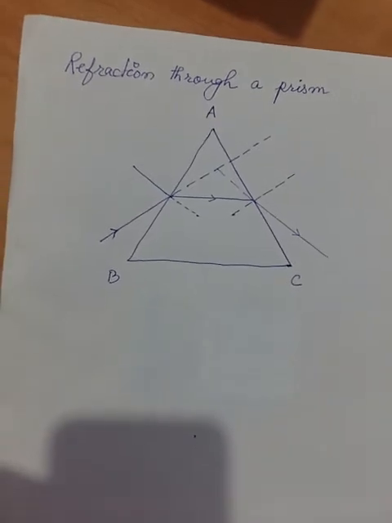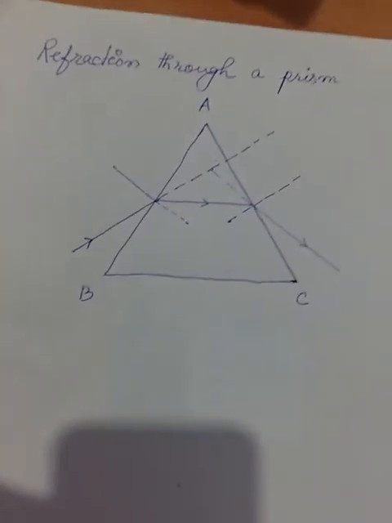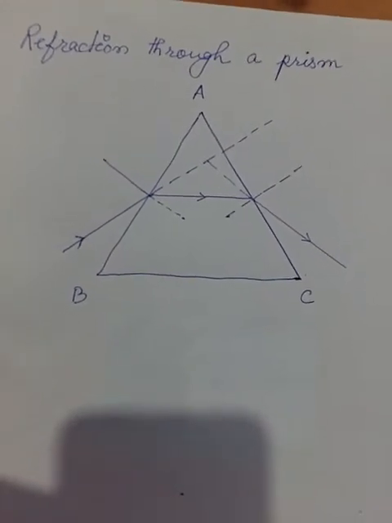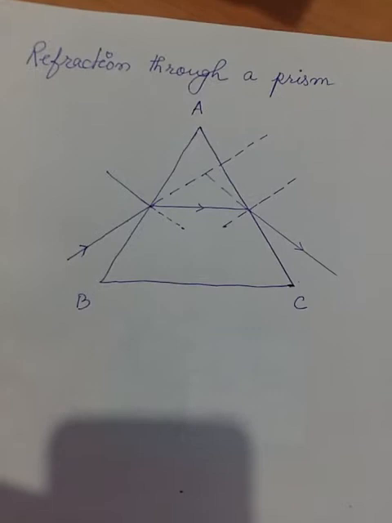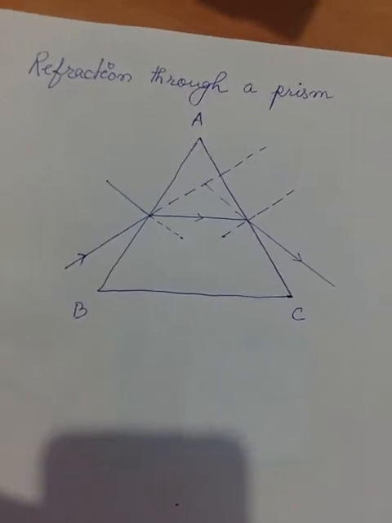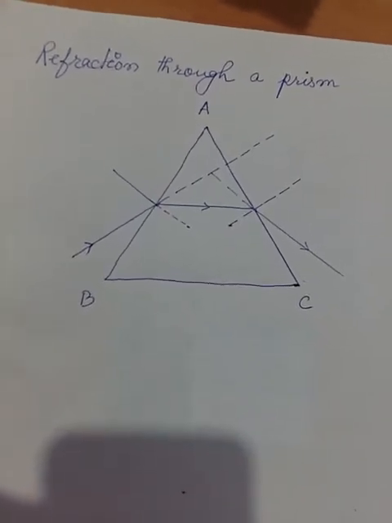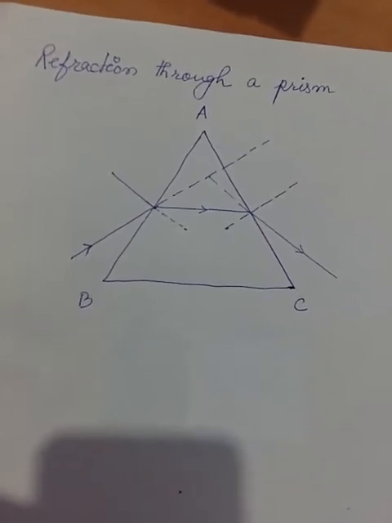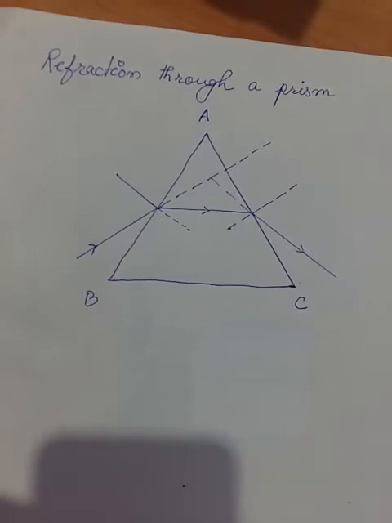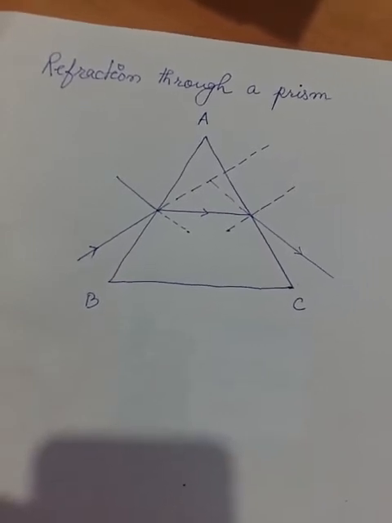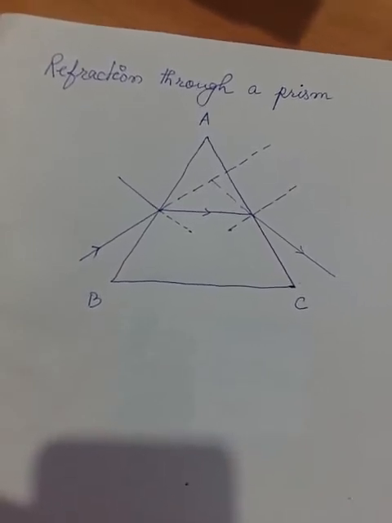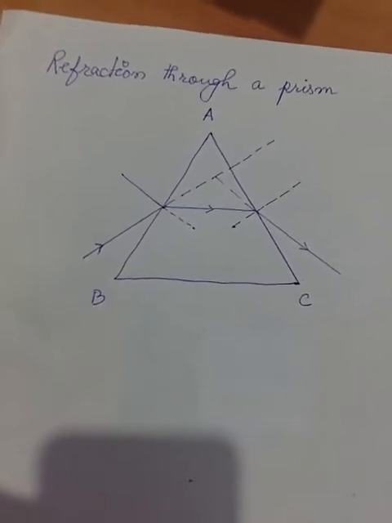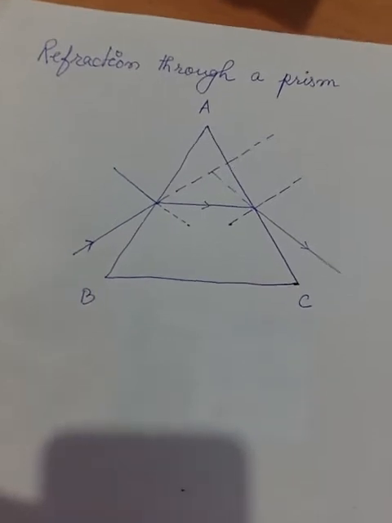Good morning, students. Now we move on to our next topic, refraction through a prism. A prism is one of the apparatus where you observe refraction and another phenomenon, dispersion, and all of you know about refraction and dispersion. Dispersion means the splitting of white light into its 7 colors. We come to the dispersion topic later on.